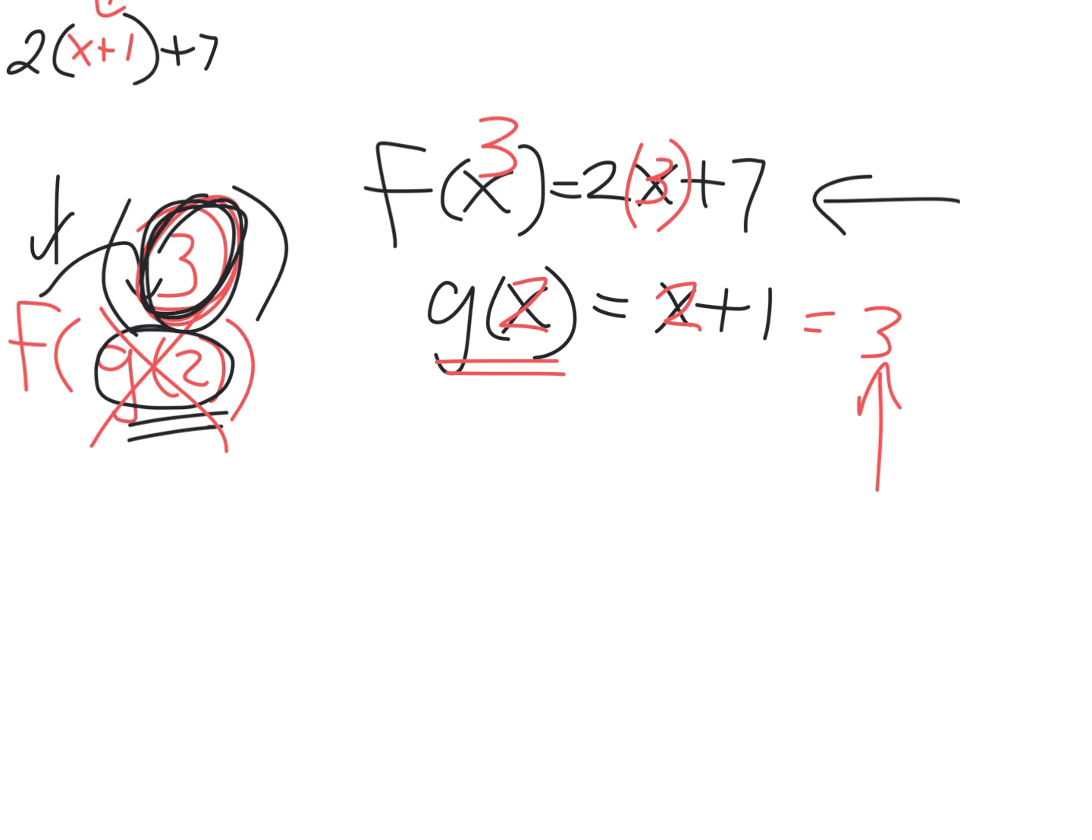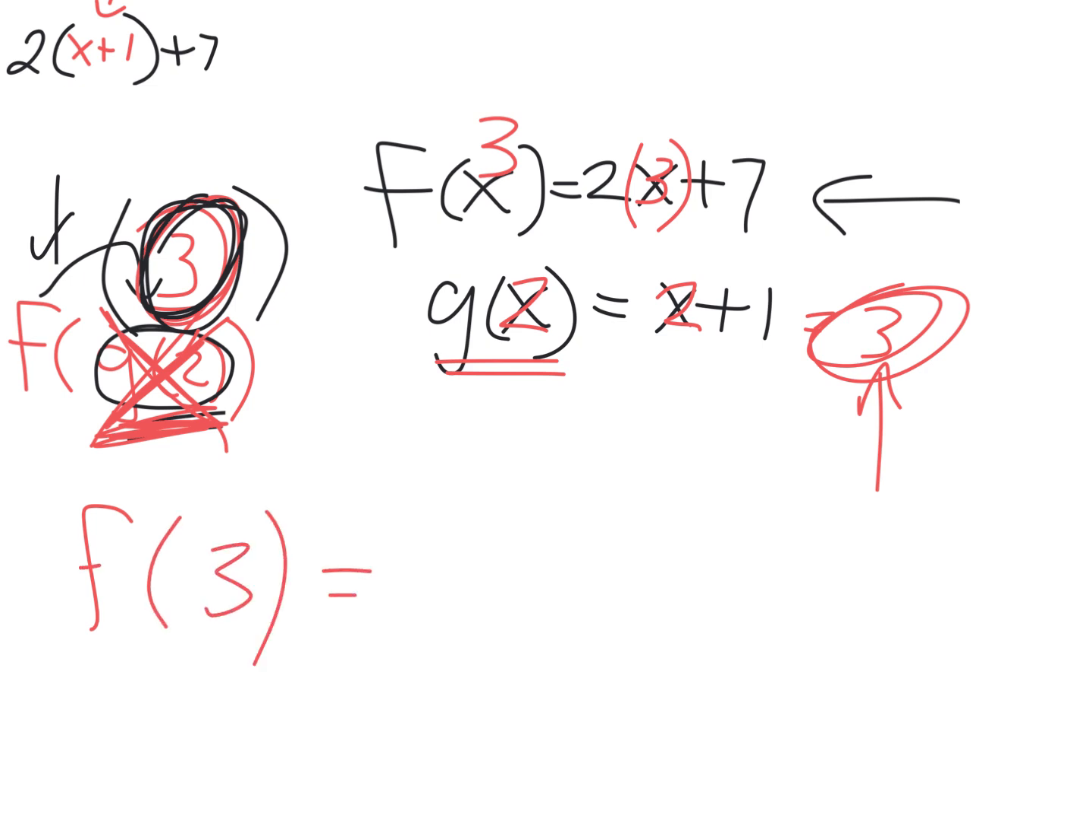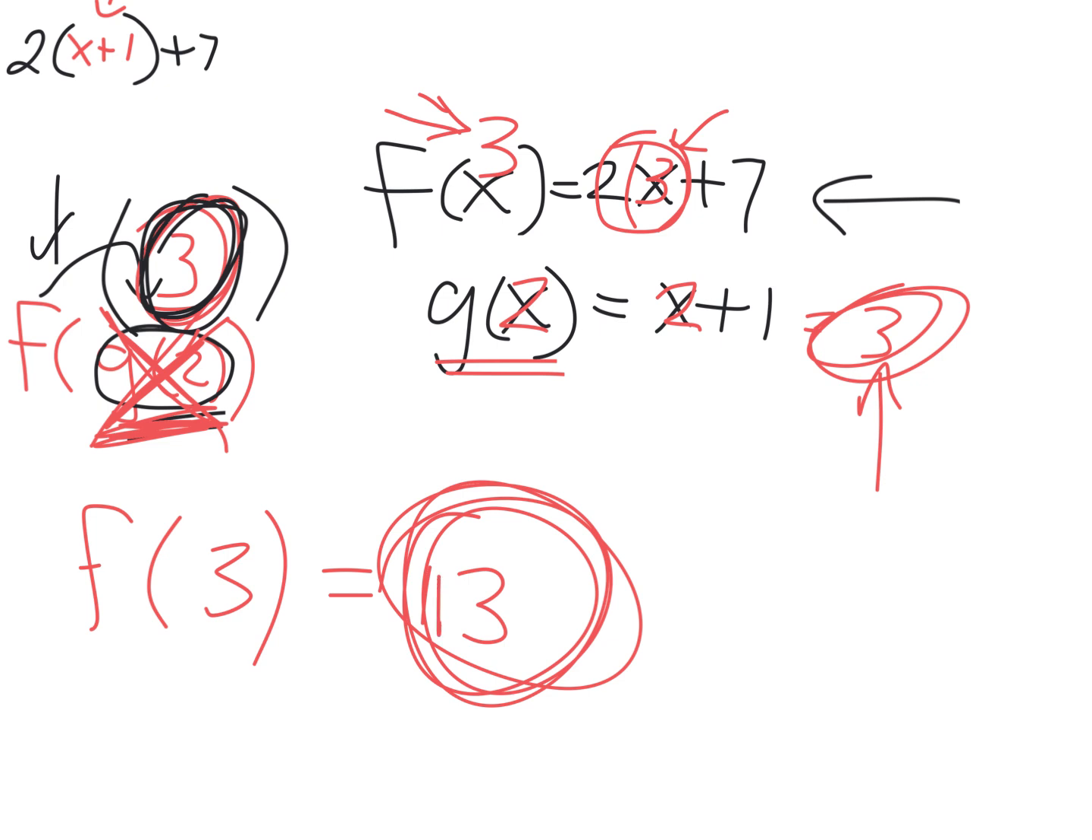One step at a time. I started on the inside. I figured out g of 2. G of 2 came out to 3. Then I crossed this off and I put a 3. And then it was f of 3. So I stuck a 3 into the f function right here, and it came out to 6 plus 7 is 13. Done. The answer is just 13.